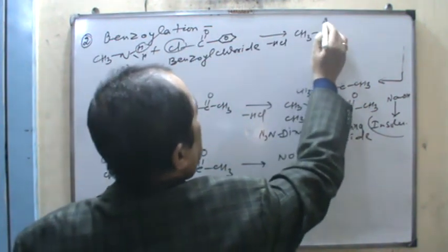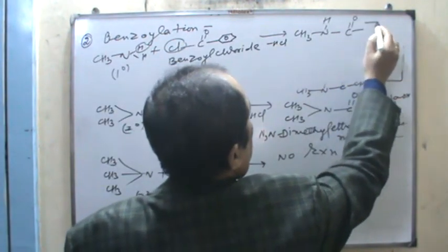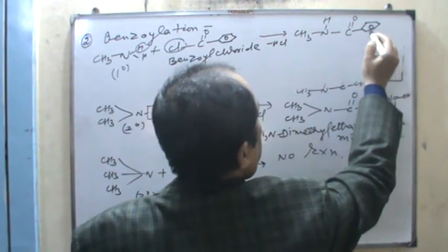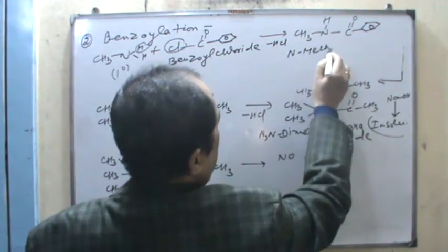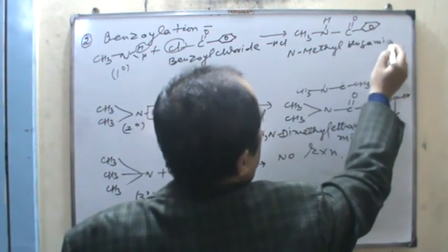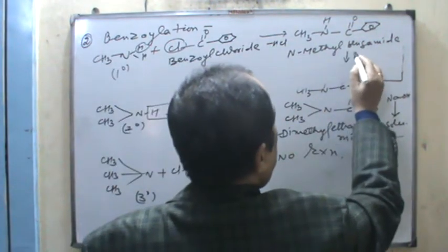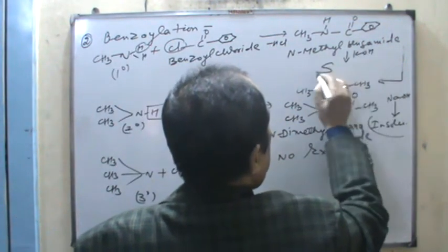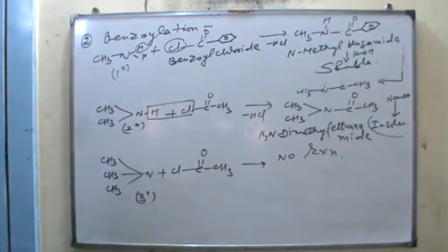CH3NH, C double bond O and this is the benzene ring. N-methyl benzamide, which is further soluble in alkali. NaOH or KOH, it is very much soluble like previous reactions.